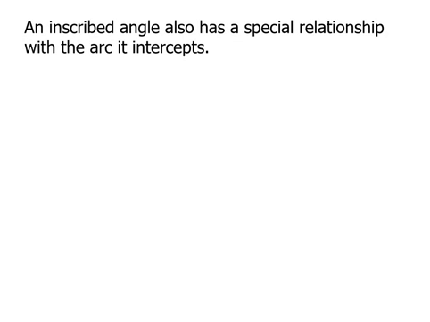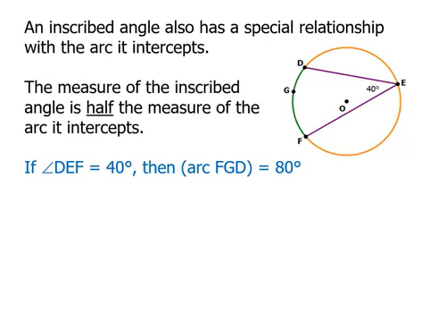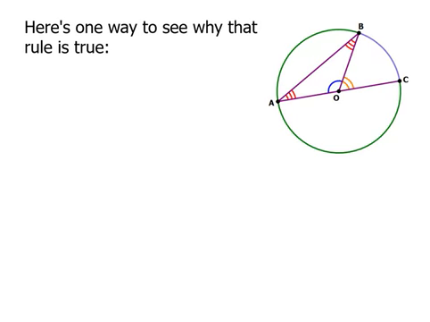An inscribed angle also has a special relationship with the arc it intersects. The measure of the inscribed angle is half the measure of the arc it intercepts. So if the angle DEF is 40 degrees, then that arc FGD has to be 80 degrees. Now, why is this true? Here's one way to see why that's true. Suppose we draw a very special diagram like this.